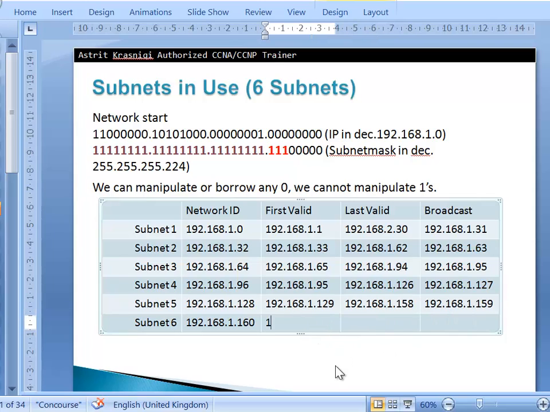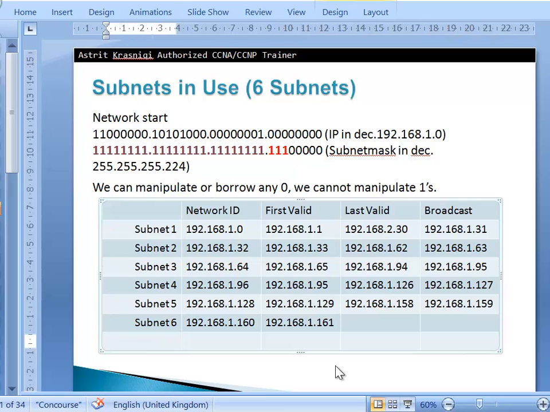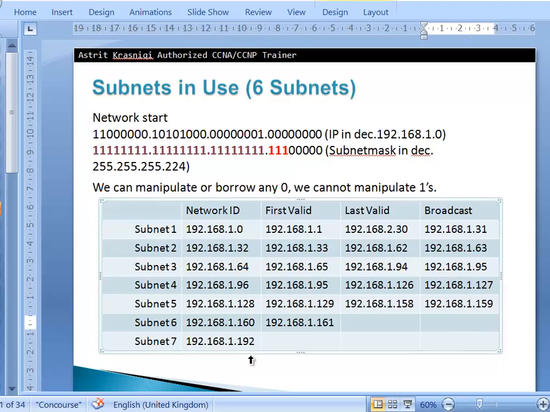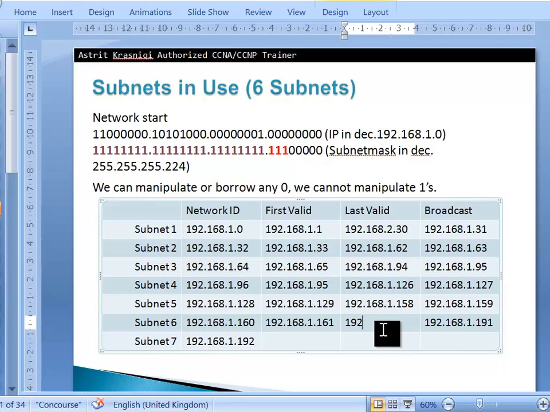Subnet 6 first valid address is 192.168.1.161. Last valid address and broadcast is better again if we find the next network ID, subnet 7. Subnet 7 is subnet 6 network ID plus the increment on the 4th octet by 32. So it's 192.168.1.192. Okay, so the broadcast address of subnet 6 is subnet 7 minus 1. So 192.168.1.191. And the last valid is 192.168.1.190.